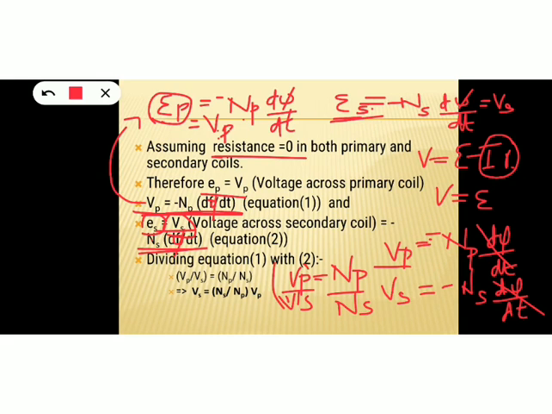That means the ratio of primary to secondary voltage is equal to the ratio of number of turns in the primary coil to the secondary coil. So the ratio of the potential difference across the coils will be equal to the ratio of the number of turns in both the coils. So Vp by Vs is equal to Np by Ns, a very important relation. And from this, Vs can be written as Vs is equal to Ns by Np into Vp.